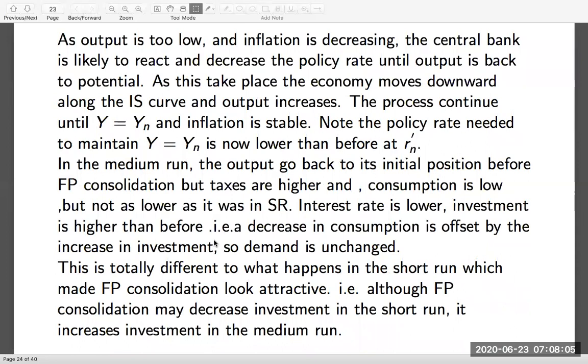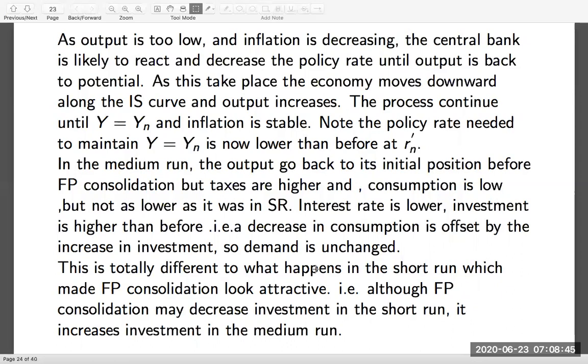Okay. So the interest rate is lower. In the medium run, output goes back to its initial position before fiscal consolidation, but taxes are higher and consumption is lower, but not as low as it was in the short run. The interest rate is lower and investment is higher than before, i.e. the decrease in consumption is offset by an increase in investment. So demand is unchanged. You see, I explained what's happening to the interest rate, investment, consumption, and demand overall. That's important, whether I'm talking about oil prices or fiscal consolidation.